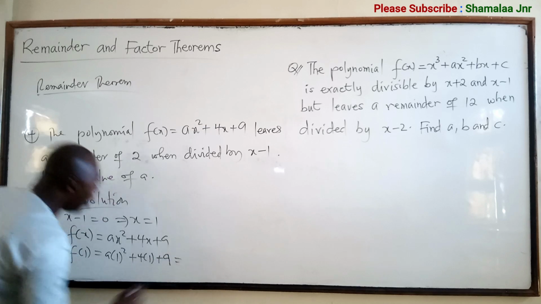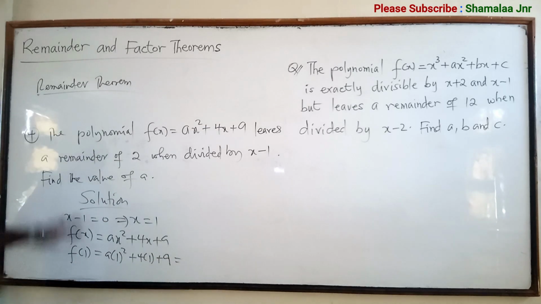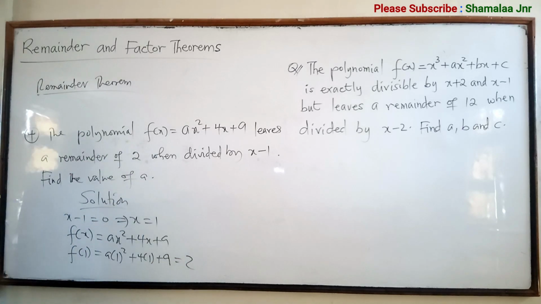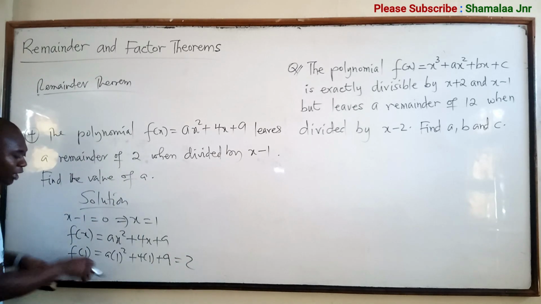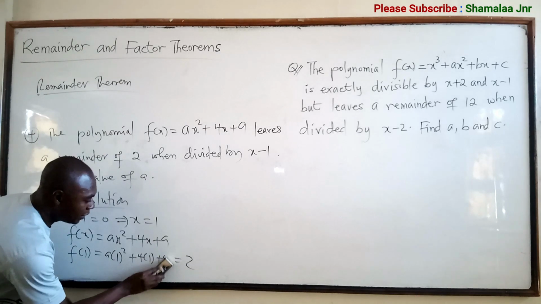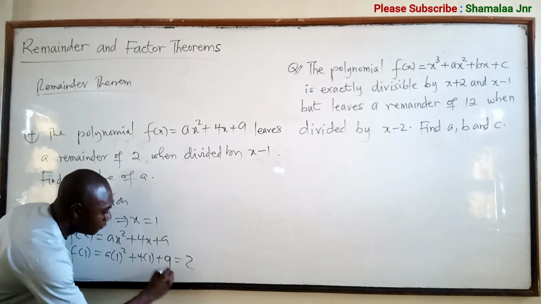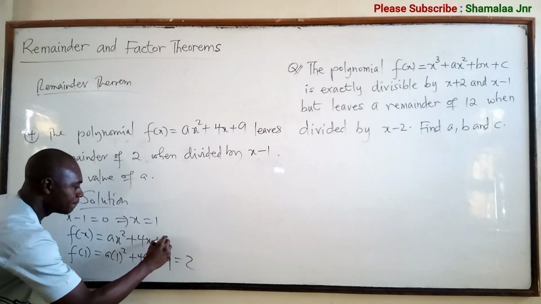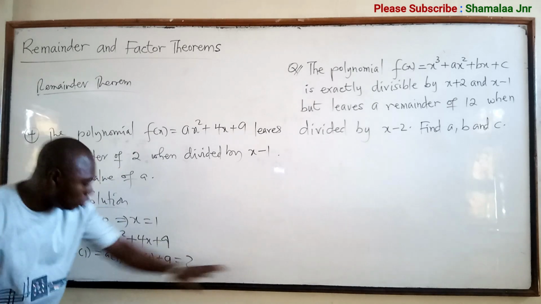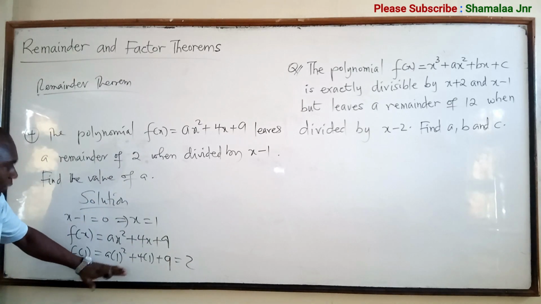And viewers, because they are saying that the remainder is 2, it means that you should equate this one to 2. Do you see? This time around they have given you the remainder and they want you to find the value of a. Are you seeing it? They have given you the remainder to be 2. So f of 1 should give us 2. So we are going to use that one to find the value of a.